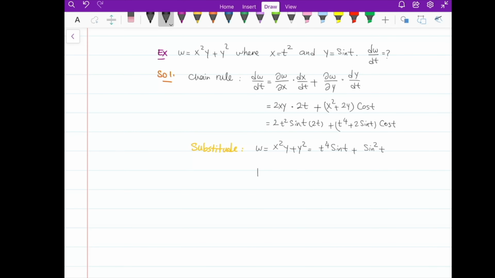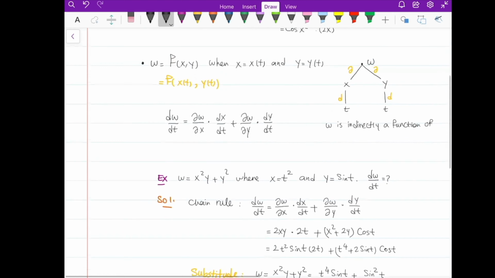So now you see that everything is in terms of t, so dw/dt would be, I need to use the product rule in here, 4t cubed sine t plus t to the 4 cosine t plus 2 sine t cosine t. Okay, if you simplify that, you will get this for sure.